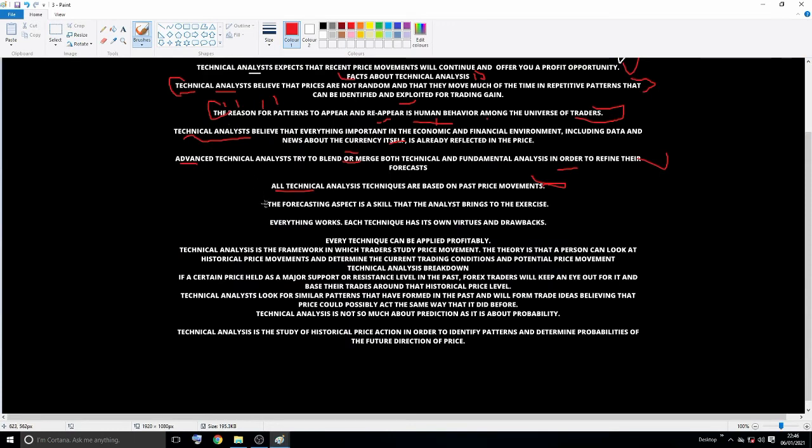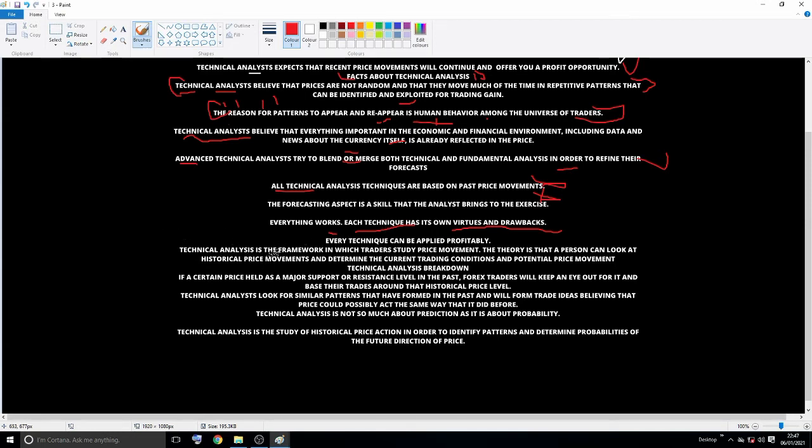The forecast aspect is a skill that the analysis brings to the exercise. This is the skill that you need to know. You need to practice this. It doesn't happen overnight. It takes time. Everything works. Each technique has its own virtues and drawbacks. Each and every technique has its own bad side and its own good side. Everything works after all.